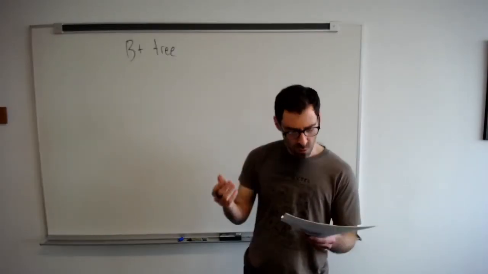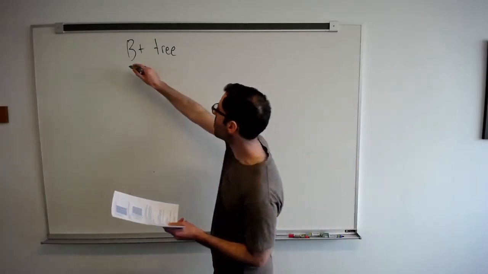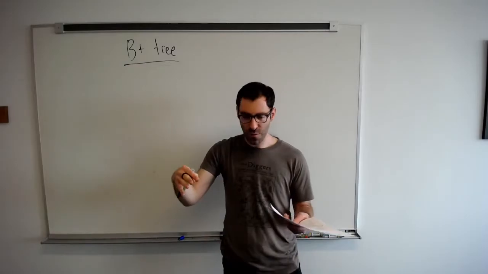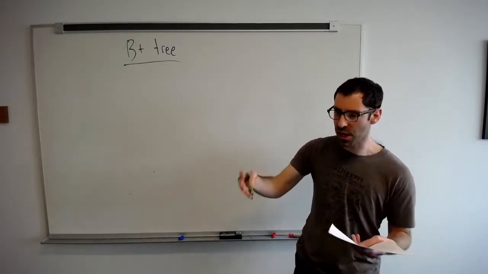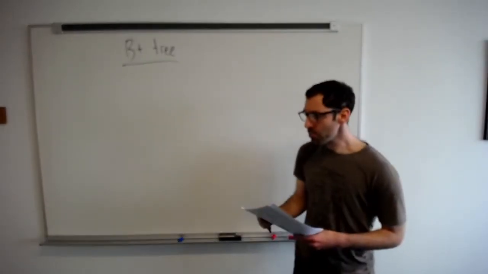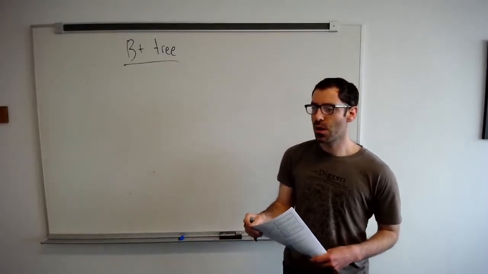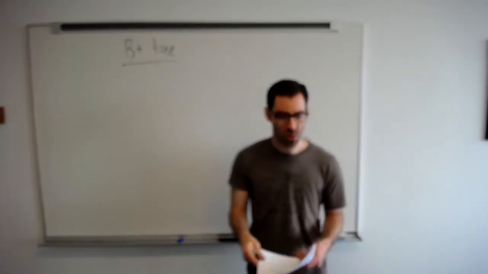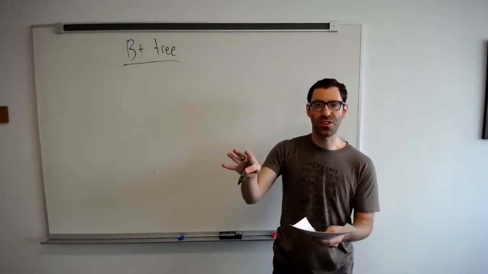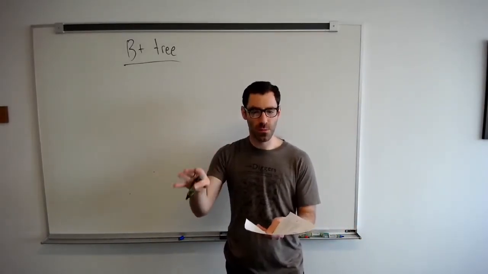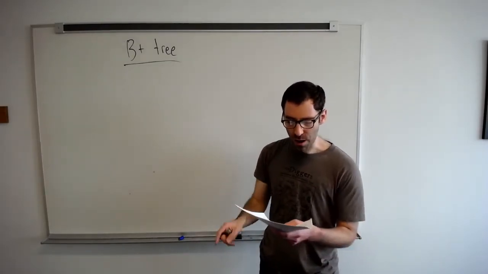So food for thought, I suppose. But what is a B plus tree? It's going to have a set of properties that we're going to maintain as we insert and delete things in the tree, like you may have seen in other balanced trees or things like a heap. You have some invariants, some properties that you're going to enforce as you modify the tree.